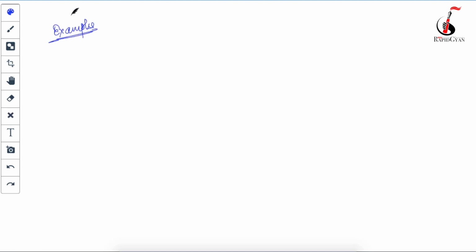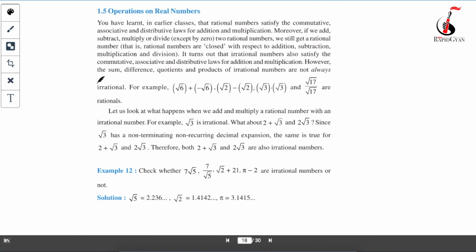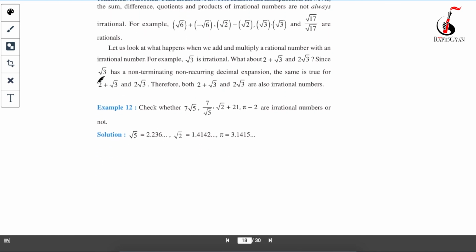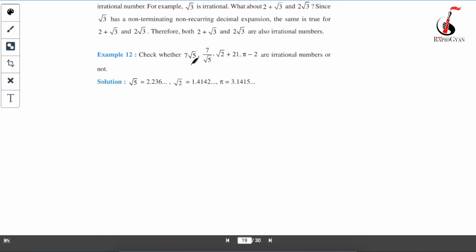So what is your first example in this book? The first example says: check whether 7 root 5, 7 upon root 5, and pi minus 2 are irrational numbers. Guys, I have already told you. Okay, one more property which I forgot to tell you. Let me tell you that property first and then we will move further.